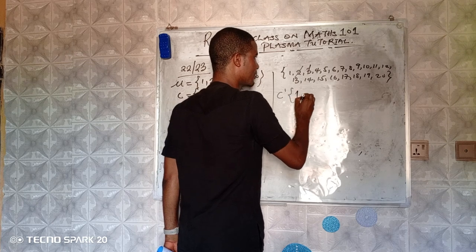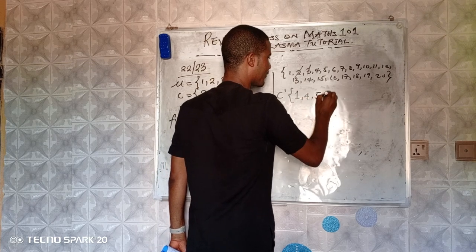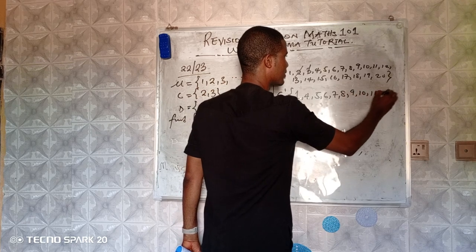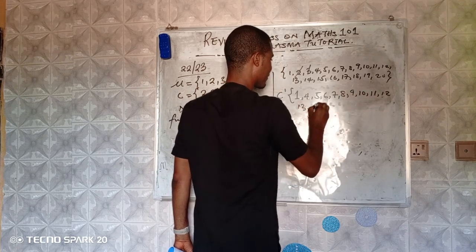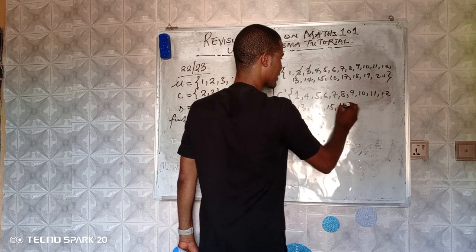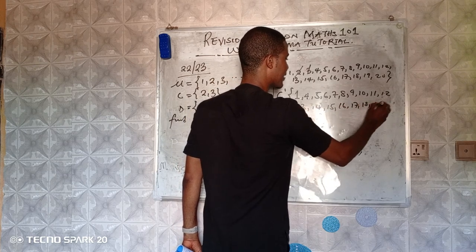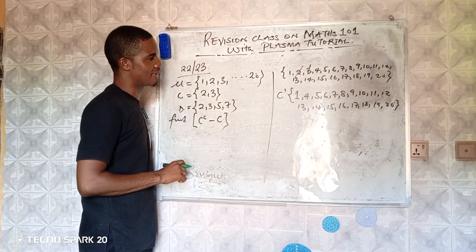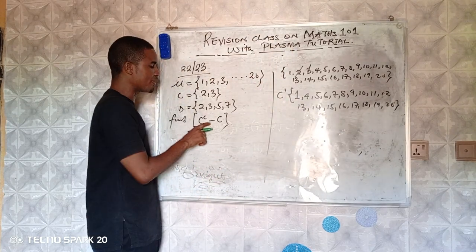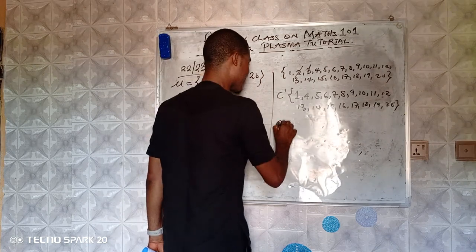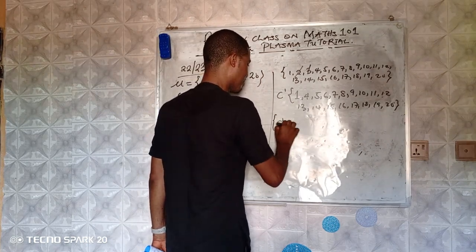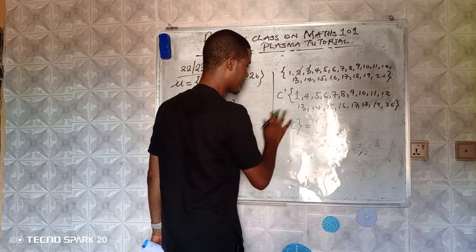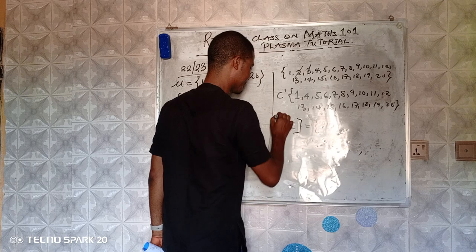So I have 1, 4, 5, 6, 7, 8, 9, 10, 11, 12, 13, 14, 15, 16, 17, 18, 19, 20. Now this becomes C complement. The question is, I should do C complement minus C. So we have C complement minus C. C complement minus C.